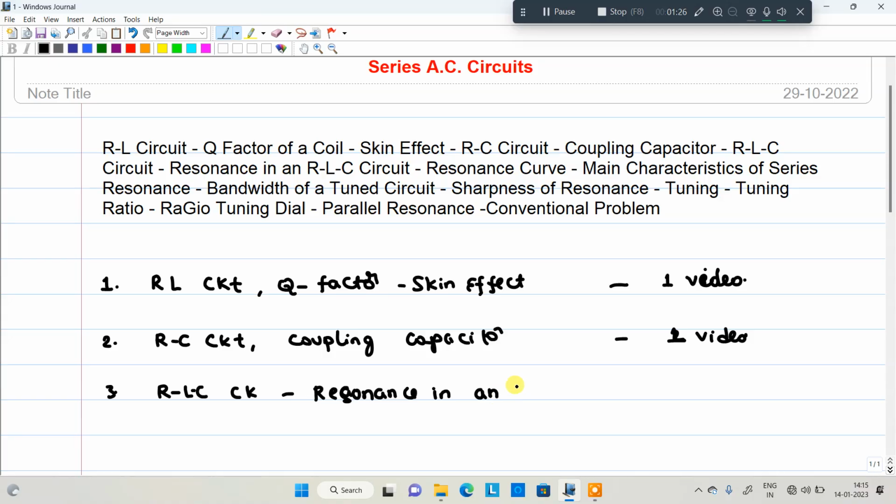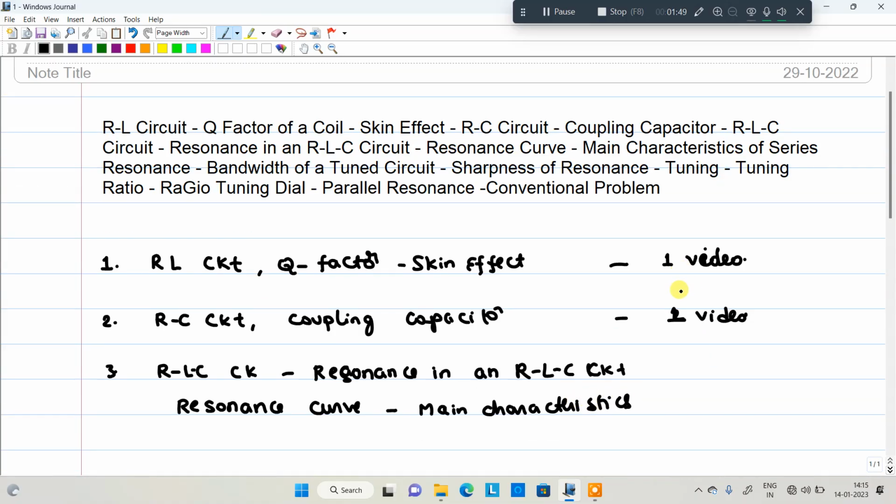in an RLC circuit, as well as the resonance curve and the main characteristics of series resonance. This is for one more video.